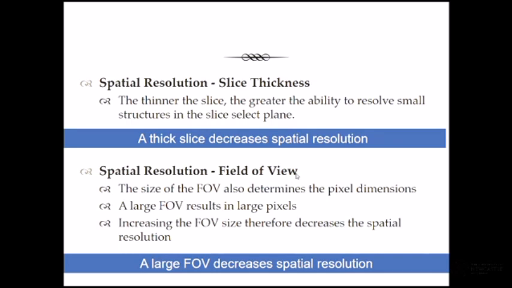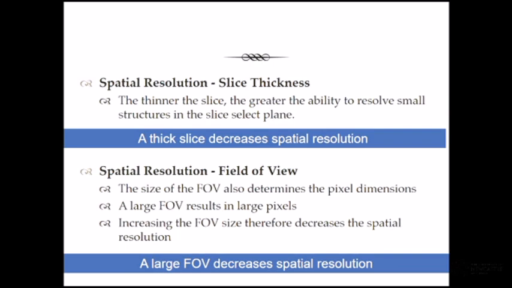Spatial resolution and the field of view: the size of the field of view also determines the pixel dimensions. So remember I mentioned before about the 256 by 256 matrix. A 256 field of view with a 256 by 256 matrix will give us 1 millimetre square pixels. If we increase that field of view, say from 256 to 512, and keep the same matrix, our pixels will become 2 millimetres squared. So the size of the field of view also determines the pixel dimensions.